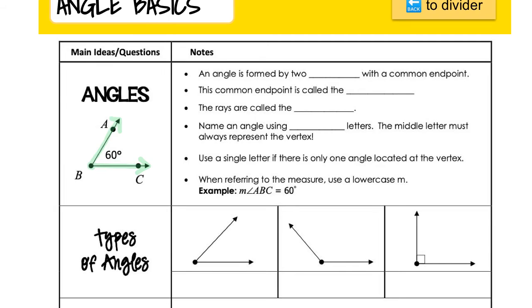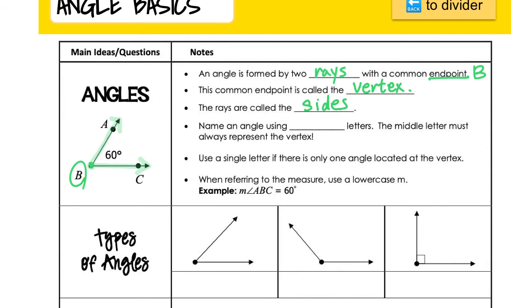An angle is formed by 2 rays with a common endpoint, which on the diagram will be point B, right? The common endpoint is called a vertex. So endpoint B is called the vertex. The rays are called the sides.